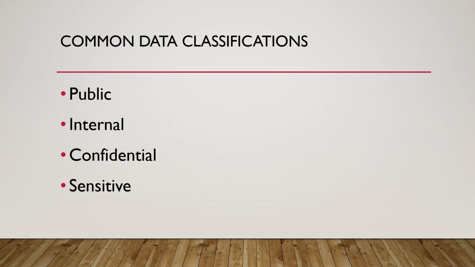And then we have sensitive. Sensitive data is highly critical information, and it requires the highest level of protection. Unauthorized access to this could lead to significant harm, legal penalties, financial losses, or even reputational damage. Now, this category could be PII data, personally identifiable information, financial information, health records like PHI data, personal health information, or even classified government information.